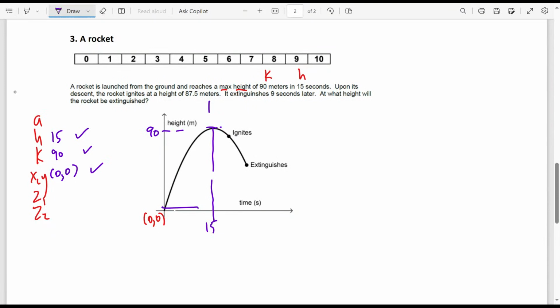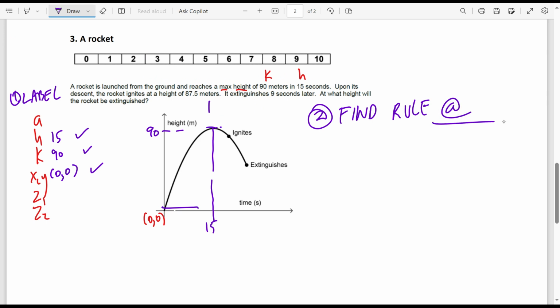So my step 1 is always just like label what I have. And then step 2 is always going to be find rule. So that means find A. So what I'm going to do here, A x minus h squared plus k, I'm using vertex form. I'm using 0, 0 as my point. And I'm putting in my h and my k.